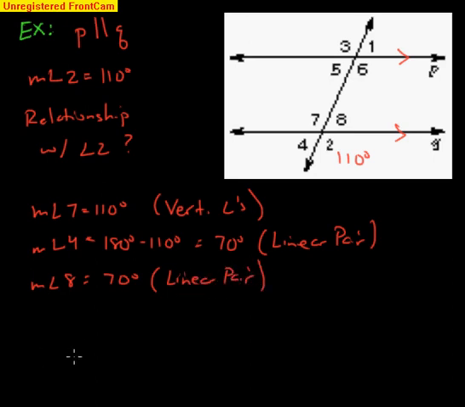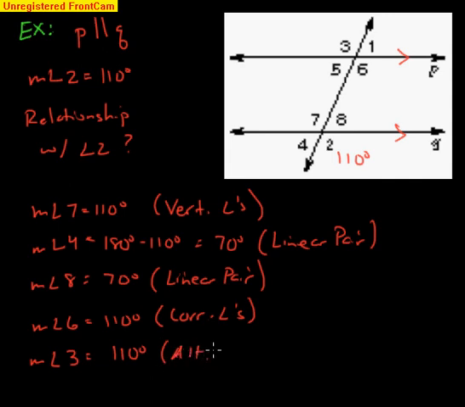And now the question is, can we get the other ones directly from 2? Well, if I look at angle 6 and angle 2, they are corresponding. Corresponding angles are congruent. If I look at angle 3 and angle 2, they are alternate exterior angles. They are congruent. Okay? Alright.